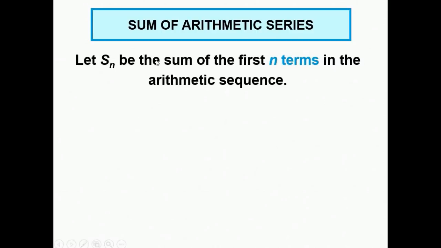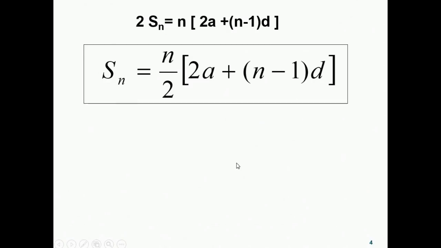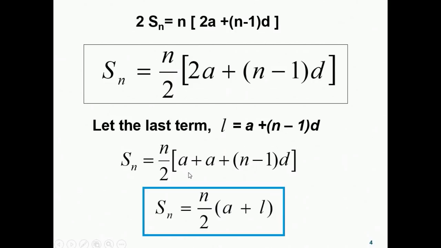Let Sn be the sum of the first n terms in an arithmetic sequence. So the formula is either Sn equals n over 2 times (2a plus (n minus 1)d), or Sn equals n over 2 times (a plus l). L is the last term. So it is either one; both can be used.